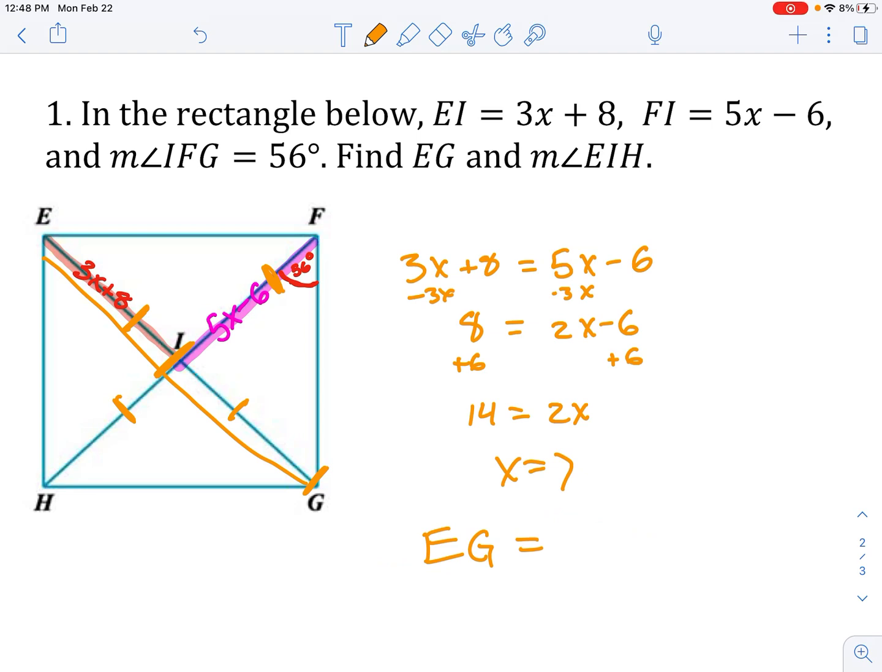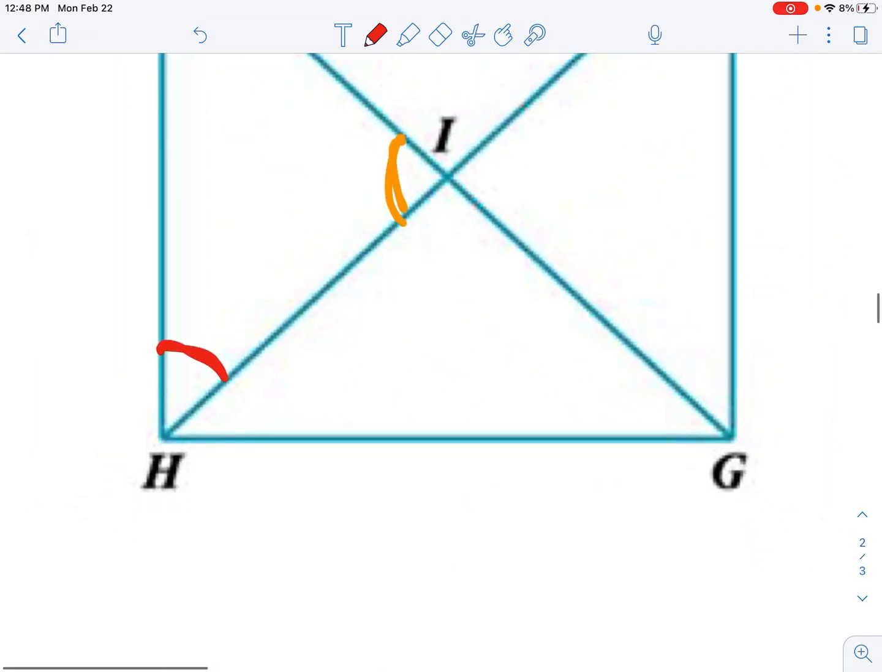I'm going to erase these things because we're not talking about those right now. Actually, I can just erase everything except that 56 degrees. That's the only thing we need. We're trying to find EIH, this angle right there. So something that I need you guys to understand with rectangles especially is that alternate interior angles are congruent. So that means that this one down here is also 56 degrees. Let me zoom in so I can write it, 56 degrees.